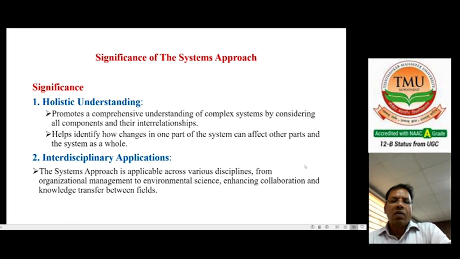Significance: holistic understanding promotes a comprehensive understanding of complex systems by considering all components and their interrelationships. It helps identify how change in one part of the system can affect other parts and the system as a whole. Interdisciplinary applications: the system approach is applicable across various disciplines, from organizational management to environmental science, enhancing collaboration and knowledge transfer between these fields.